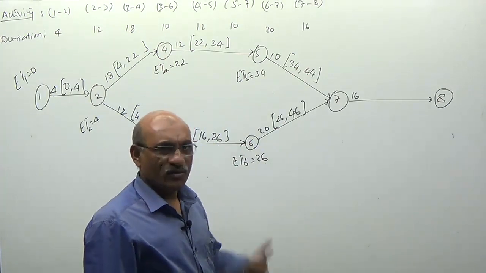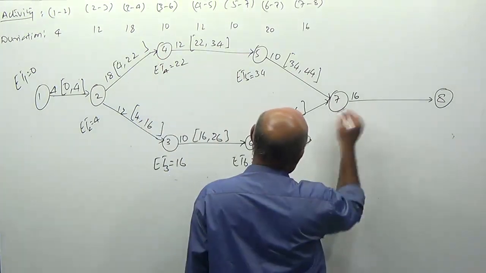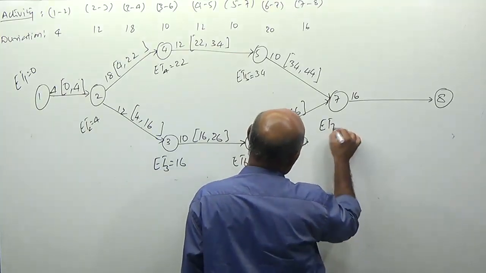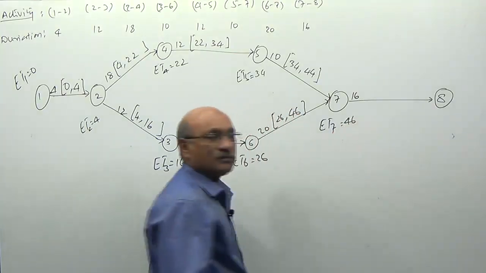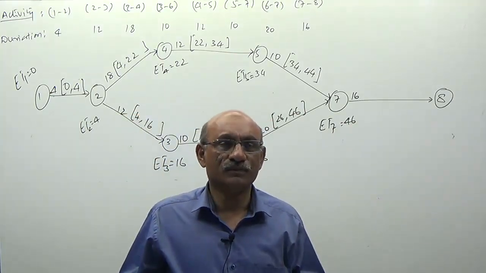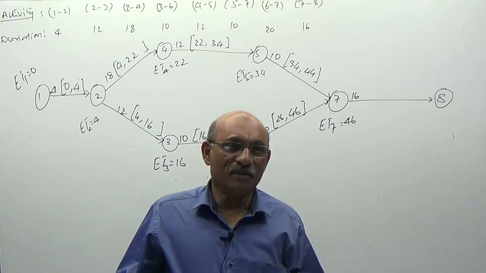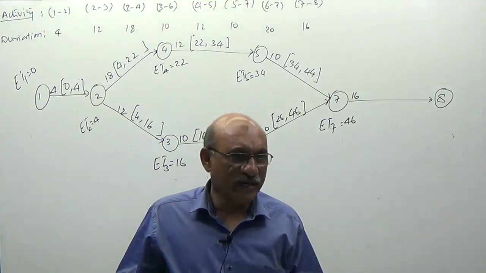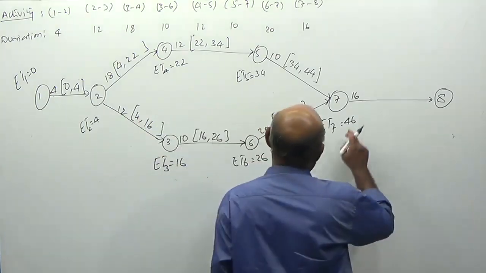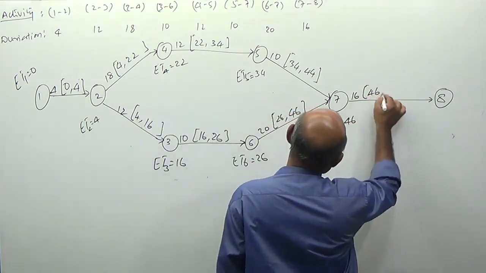So I am doing this without that logic, that is, without repeating that logic one more time. Simply you remember, sir, at the merging node, maximum of earliest timings of the activities which are merging here you have to take. 46.